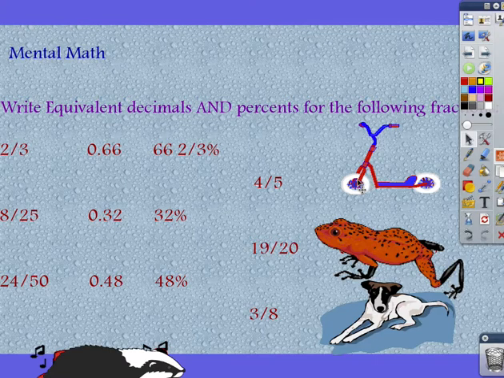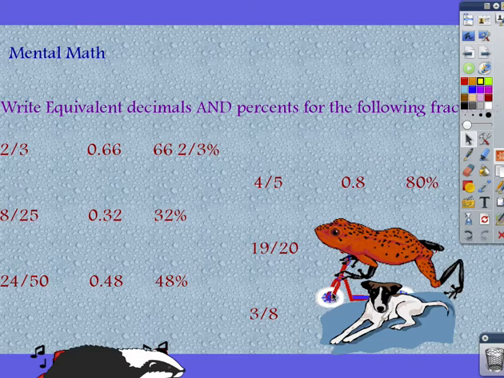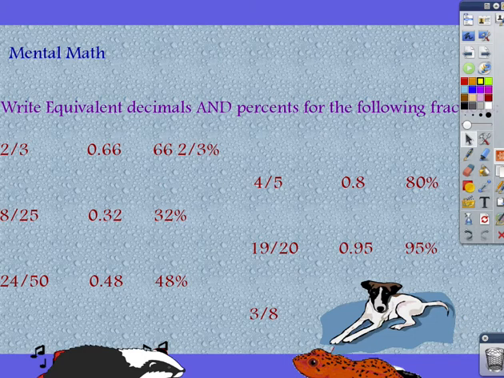4/5, first go ahead and get it into tenths, or you can go into hundreds. It's 8/10 and 80%. 19/20, multiply 20 by 5 to get to 100. 19 times 5 is 95 hundredths, 95%.